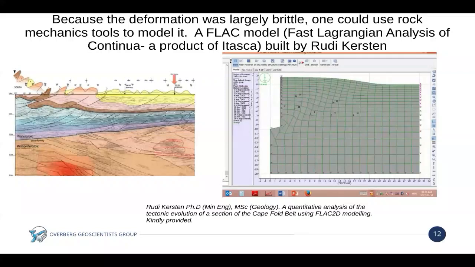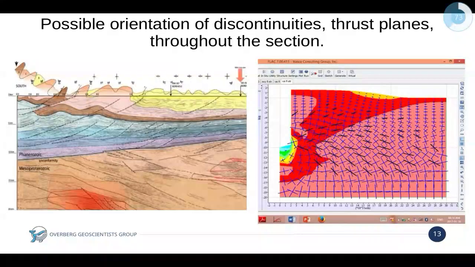in software that is normally used in rock mechanics. In this case, Rudi Kasten built a FLAC model to mimic what we see on the left. On the right is the FLAC model. And you see in this FLAC model, those black lines indicate the likely orientations of thrust planes. So the modeling kind of agrees with the observation in this case.